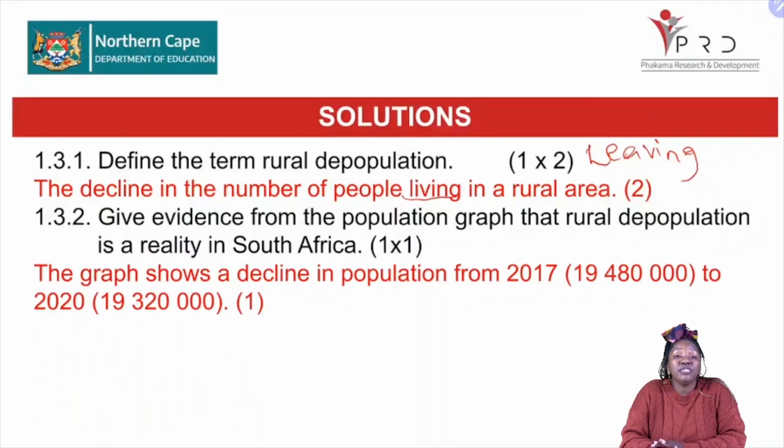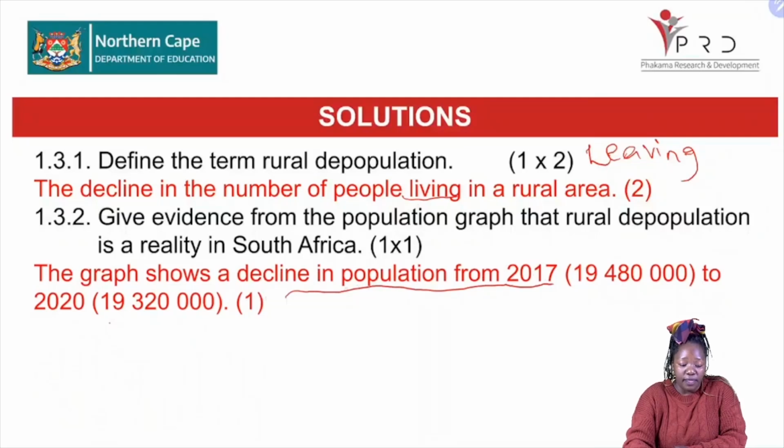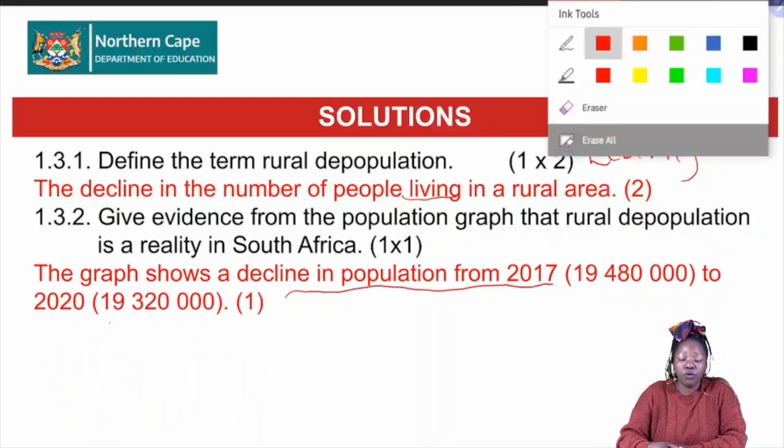Then your second question, you were supposed to give evidence from the population graph that rural depopulation is a reality, which means it is happening in South Africa. Looking at the graph, it is showing a decline in the population. From 2017, it was 19,480, and then in 2020, it was 19,320. So you can see there is a decline, meaning there are a lot of people who are leaving the rural areas.